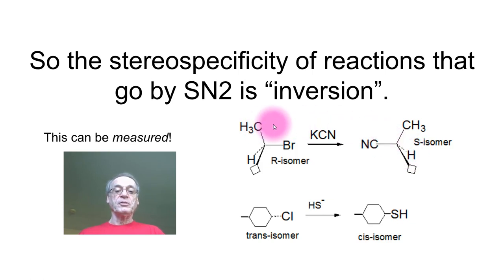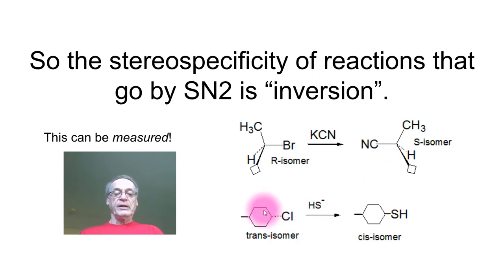So notice that this methyl was up and pointing a little bit to the left. Now it's up and pointing a little bit to the right because it's flipped over. This hydrogen that was pointing down and back and a little bit to the left is now down and back and a little bit to the right. Again, it's flipped. And the cyclobutyl group that was down and to the left is now down and to the right. And so the bromine that was attached on that side is now replaced by a cyanide attached on the other side. So it's inversion.